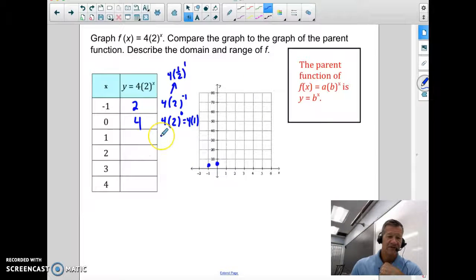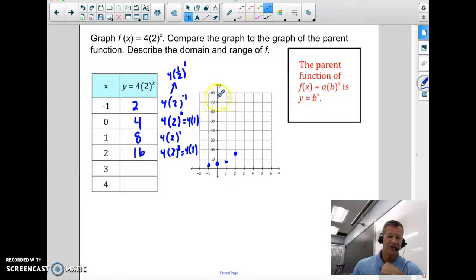Let's look at the next one. 4 times 2 to the first power. 2 to the first power is 2. 2 times 4 will give me 8. So 1, 8. Go over 1 and up, not quite to 10. So notice we're going upwards, but very slowly. How about putting a 2 in for x? 4 times 2 to the second. Well, 2 to the second is 4. So that would be 4 times 4, which is 16. Now we're getting up there. 2, 16.